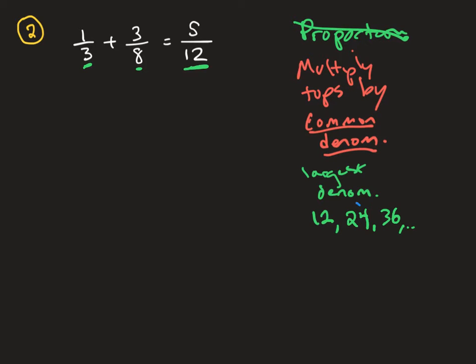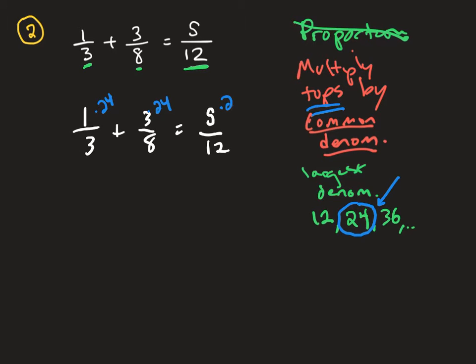It just so happens that all of those go into 24. 3 goes into 24, 8 goes into 24, and of course 12 goes into 24. So we're going to take that number and multiply it by the tops. So I'm going to go ahead and rewrite this. 1 over 3 plus 3 over 8 equals s over 12, and we're going to multiply that by 24. Multiply 24 by all the tops.